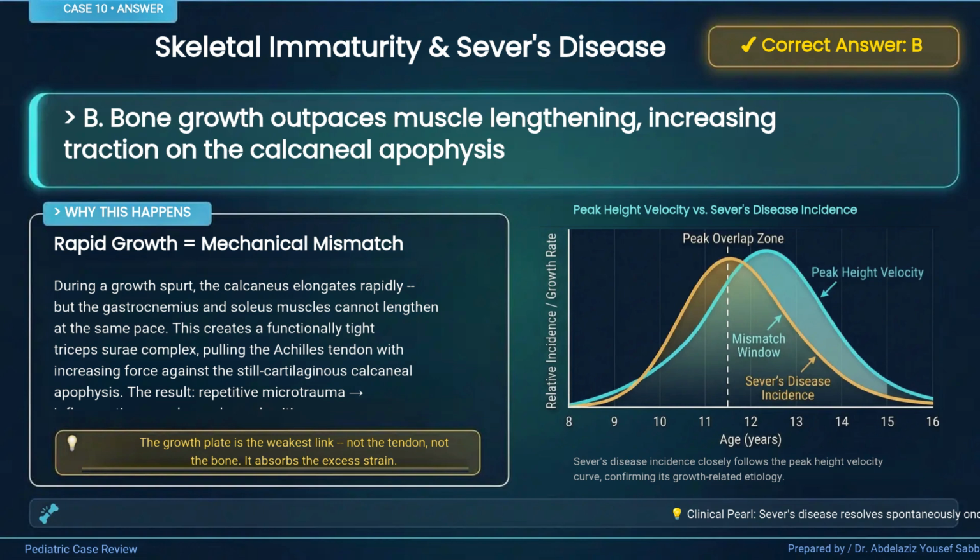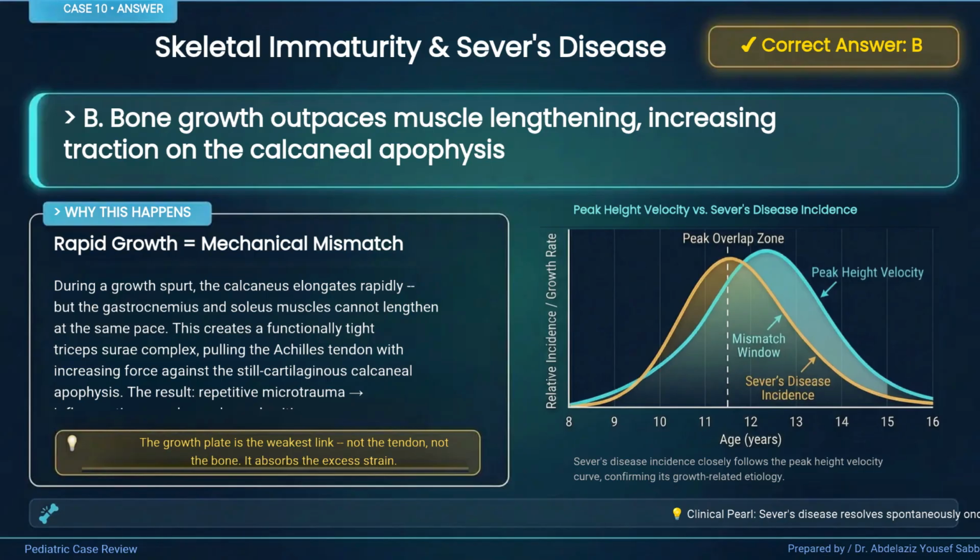During a growth spurt, the calcaneus elongates rapidly, but the gastrocnemius and soleus muscles cannot lengthen at the same pace. This creates a functionally tight triceps surae complex, pulling the Achilles tendon with increasing force against the still cartilaginous calcaneal apophysis. The result is repetitive microtrauma, inflammation, and calcaneal apophysitis. The growth plate is the weakest link, not the tendon and not the bone. It absorbs the excess strain.